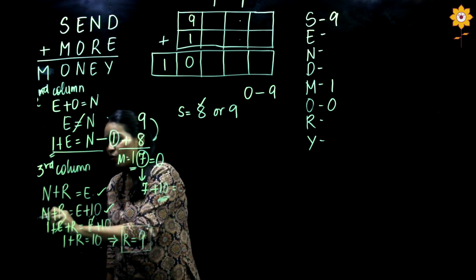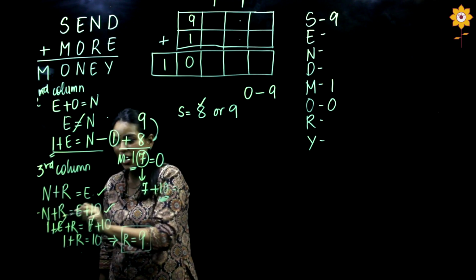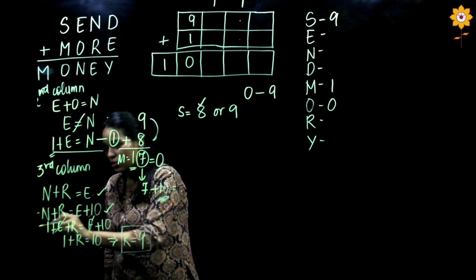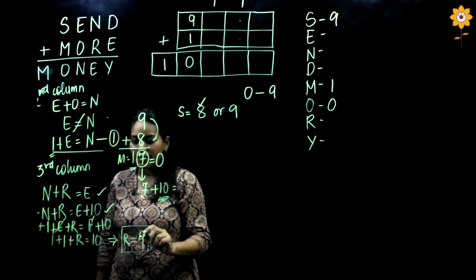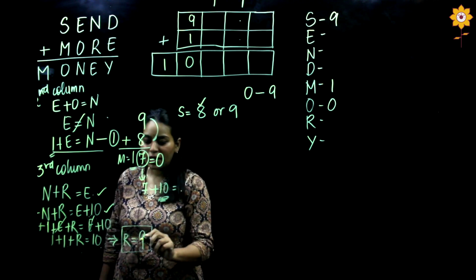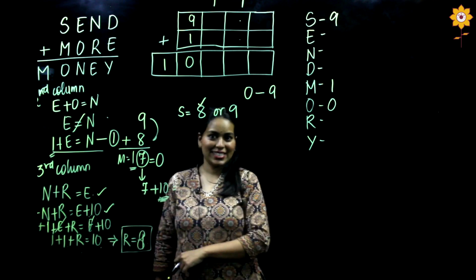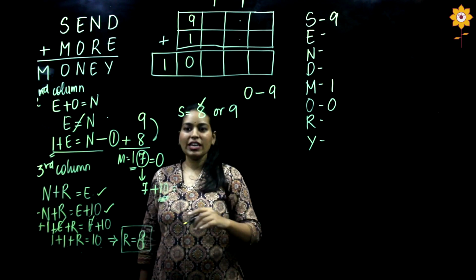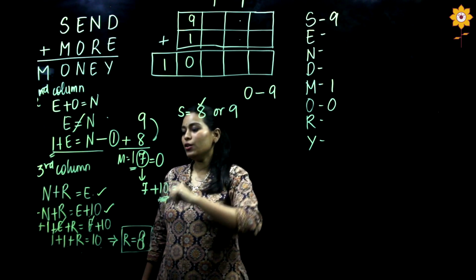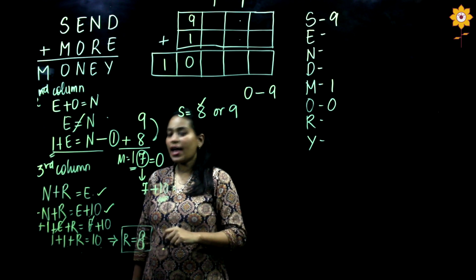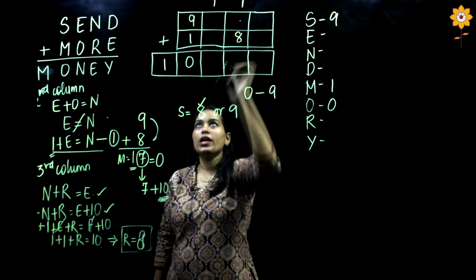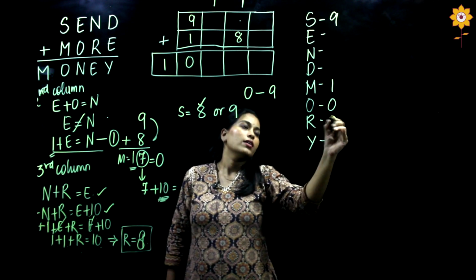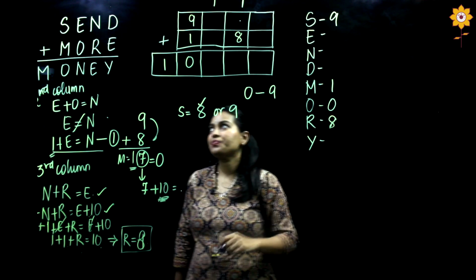This will become 1 plus n plus r is equal to E plus 10. So here you will add 1 again, here you will add 1, and here instead of 9 you will get r's value as 8, right? So that is perfectly fine. So you got the value of r as 8. Let's fill the value of r as 8 over here and over here as well.